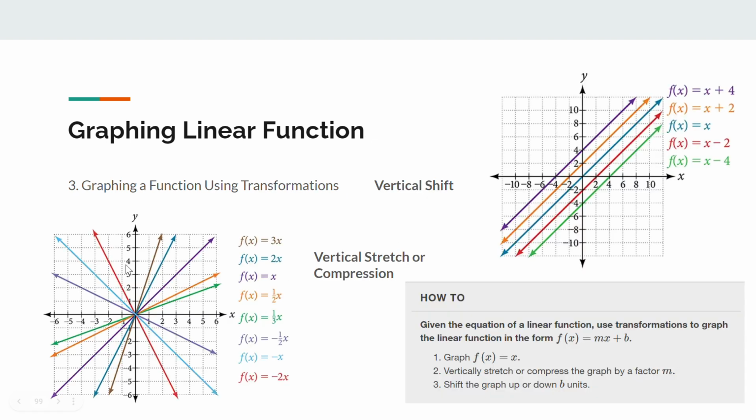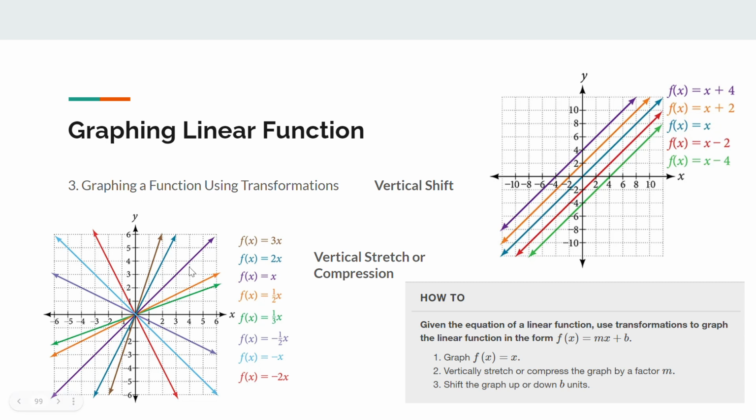The last method is going to be just using transformations. So there are basically 2 things to remember. The first is vertical stretch or compression. The second is going to be just vertical shifting. So first, let's say you remember this function f of x is equal to x. It's going to be the purple line right here.